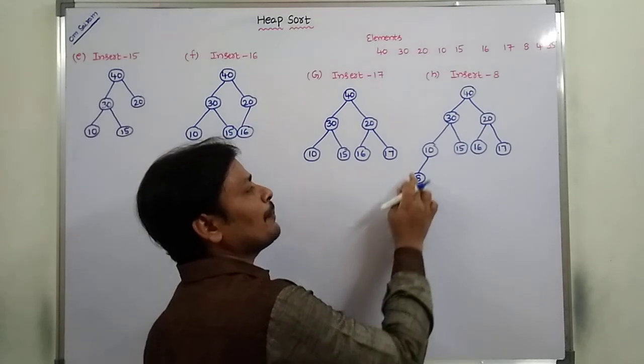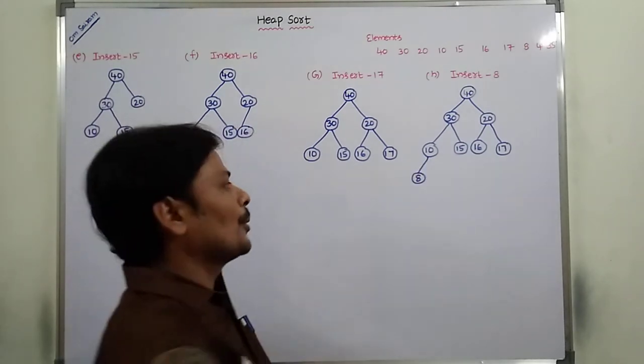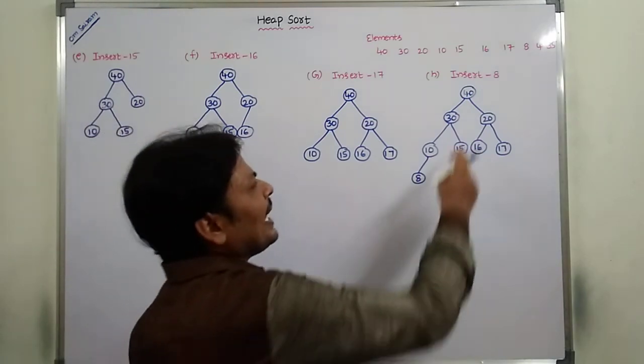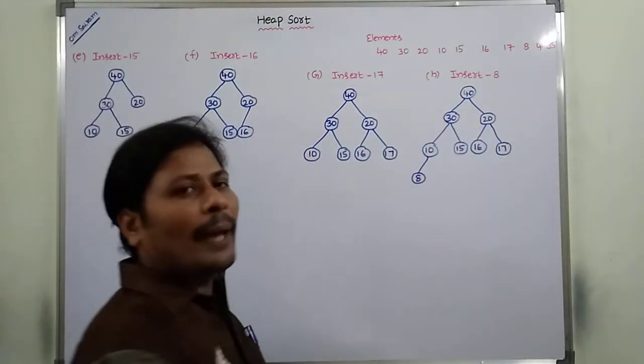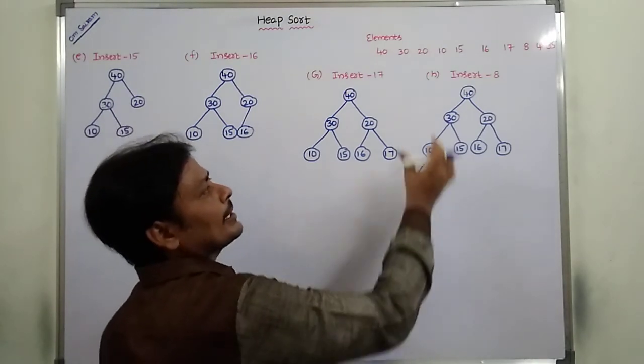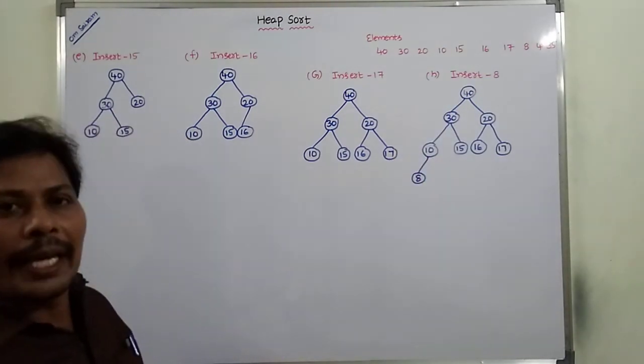So now 8's parent is 10. So 10 is greater than 8. Yes. So all the remaining nodes satisfy the maximum heap property. So after inserting 8, this is the maximum heap.